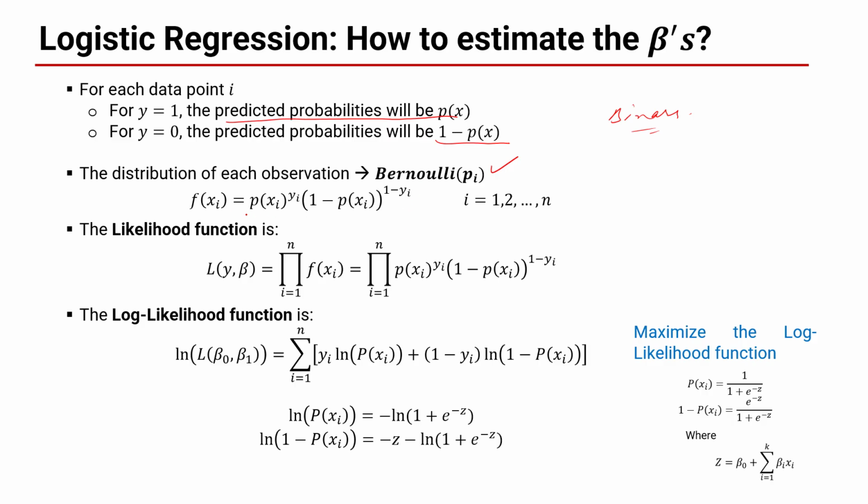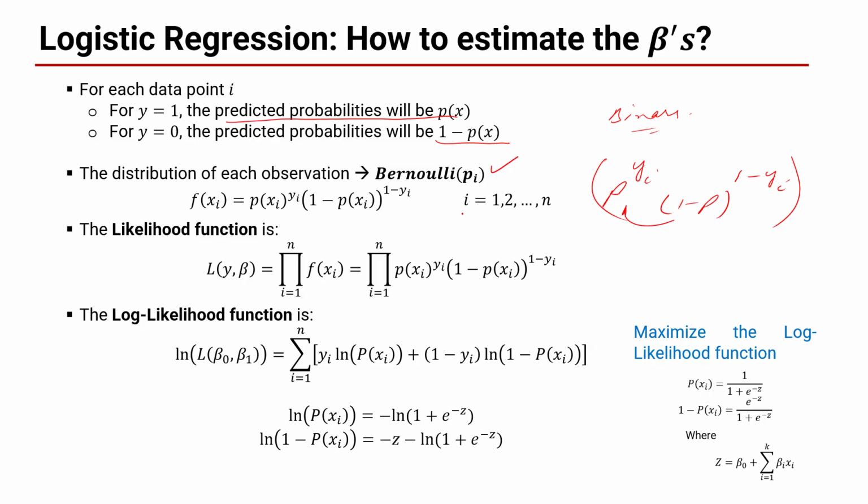So the Bernoulli function f of x is equal to p of xi to the power yi, times 1 minus p of xi to the power 1 minus yi, which is basically the inverse of this one. So this is the Bernoulli distribution for a single data point, in order to calculate the probability for a particular data point.